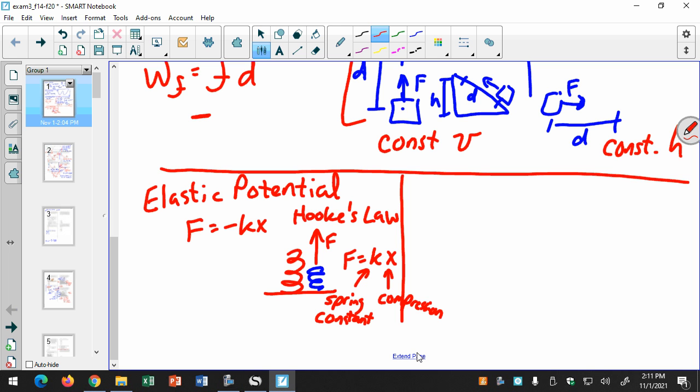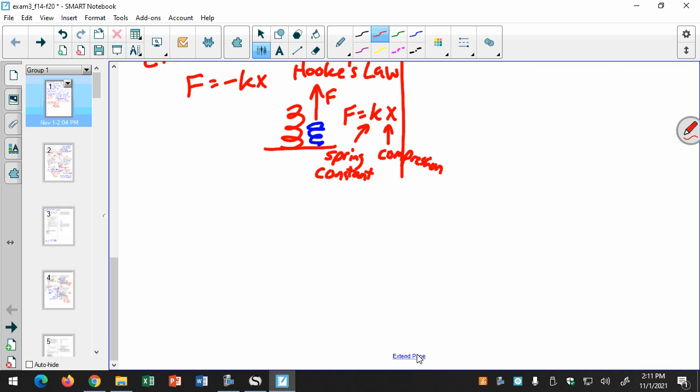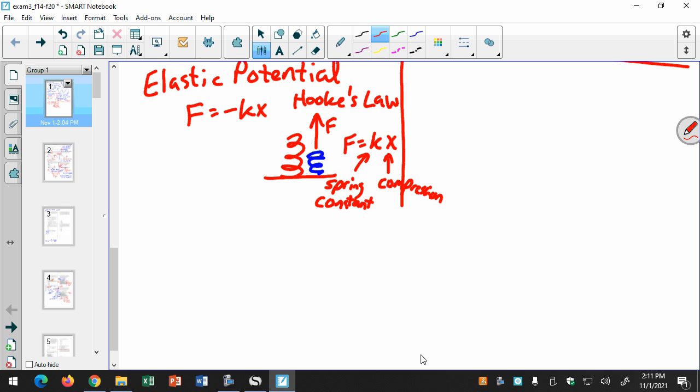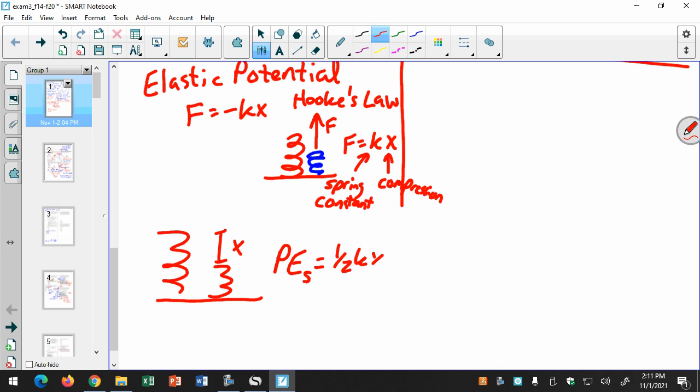And then the other thing that has to do with elastic potential energy is that if I compress a spring, there's my spring, if I compress it by a certain amount, x, then the elastic potential energy, I'm going to call it PE of the spring, is equal to 1/2 kx squared. That is the energy contained in the spring.